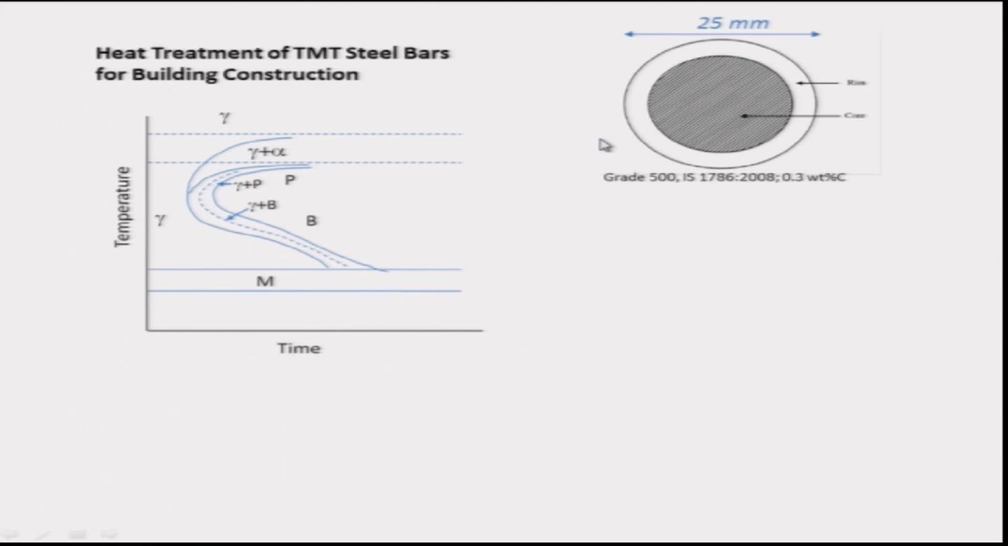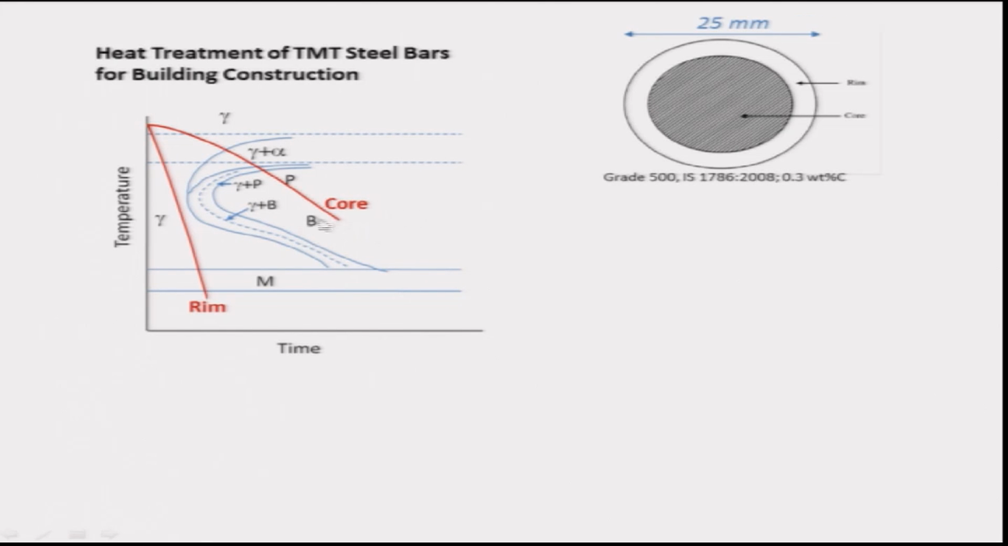The surface is quenched in such a way that you have different cooling rates on the surface and the core. Obviously, if I spray water on the surface of these bars, the cooling on the outer surface region would be much faster than the cooling in the interior region. And in fact, the cooling is so controlled that in the rim region, the cooling curve is given by this, while in the core the cooling is a lot slower.